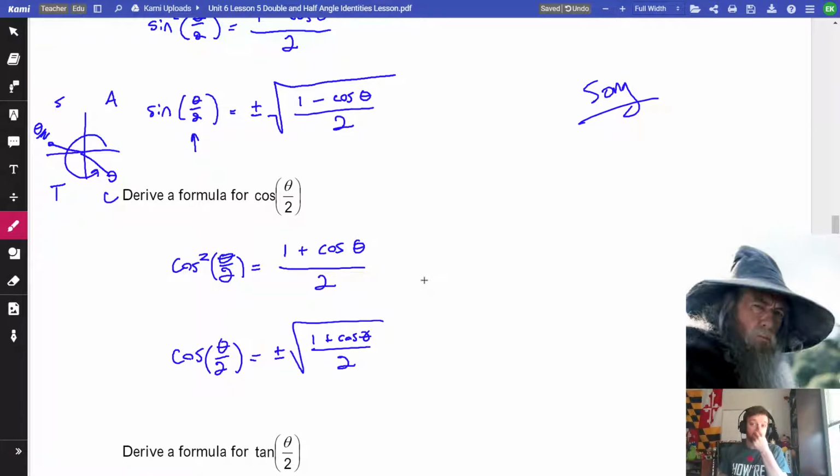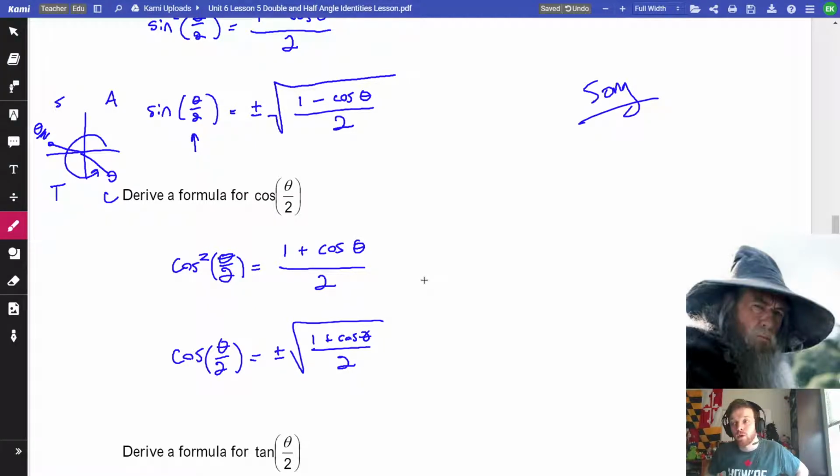If you're given a third quadrant angle, I think half of a third quadrant angle is still in the second quadrant, so the output would be negative. If you're given a first or second quadrant angle, half of that will be the first quadrant, where both sine and cosine are positive. So you choose the positive one. So this plus or minus in both these formulas is just choose the correct sign for the angle that you were given.